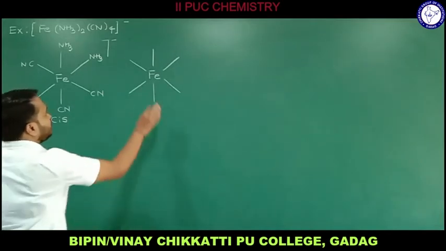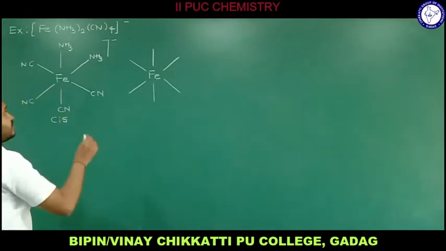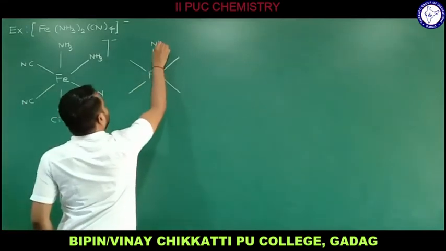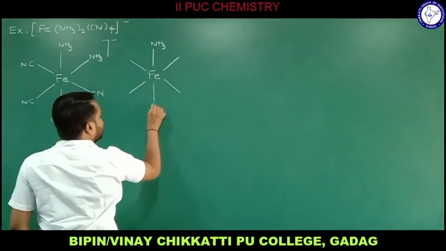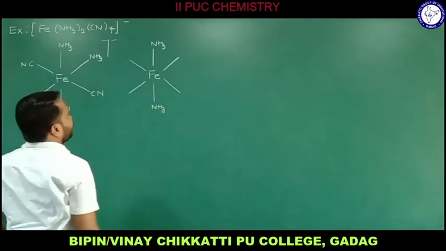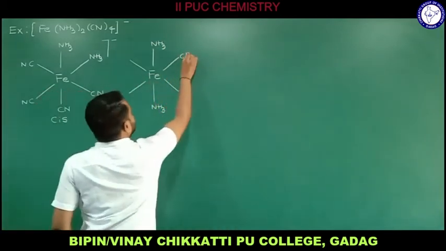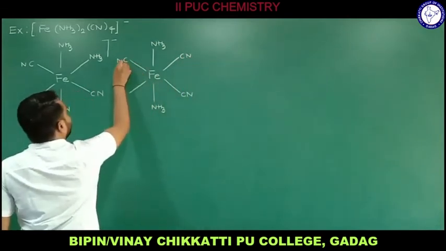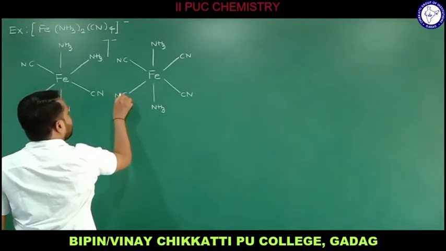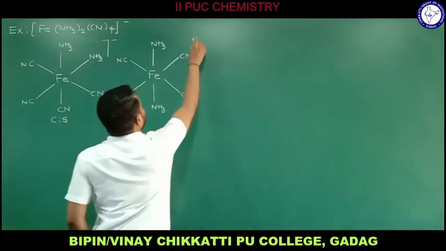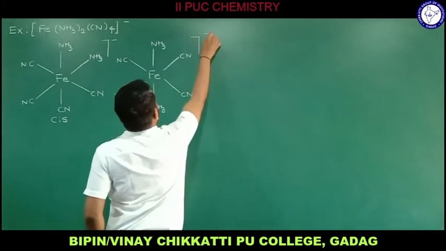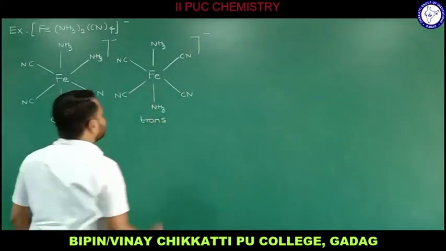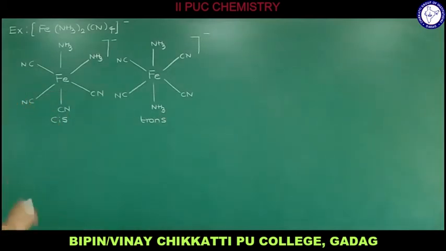Now we'll see the trans one. In a trans isomer, the ligands are exactly opposite. So if I write NH3 here, exactly opposite I should write one more NH3, and for the remaining 4, let me write CN. So this is a CN and this is also CN. See how I have written CN, because there is a bond between carbon and iron. This is a charged species, so we need to write the charge over here, and since the ligands are in opposite positions, we call this a trans isomer.